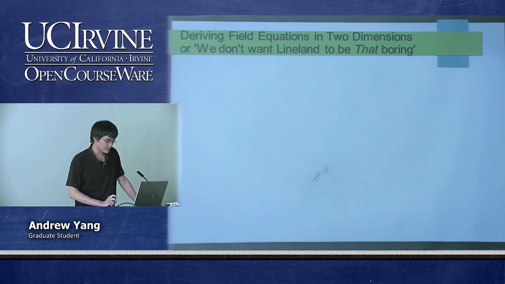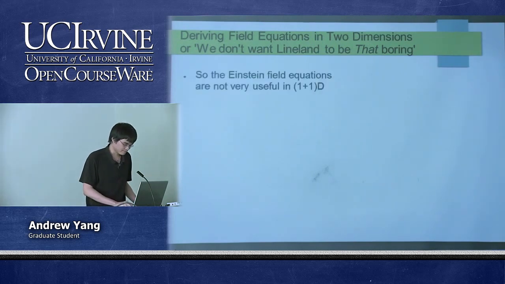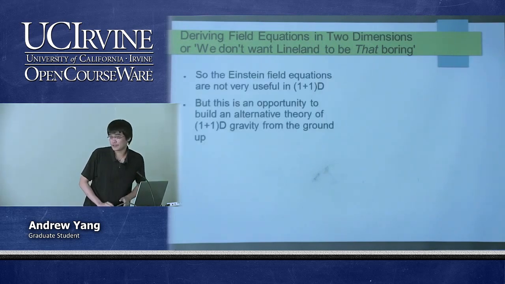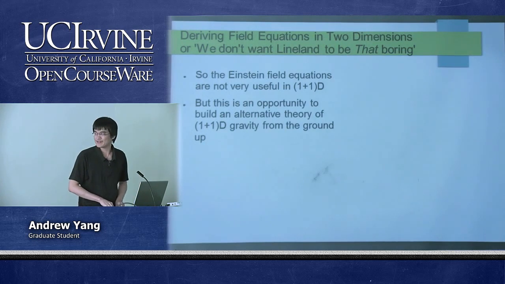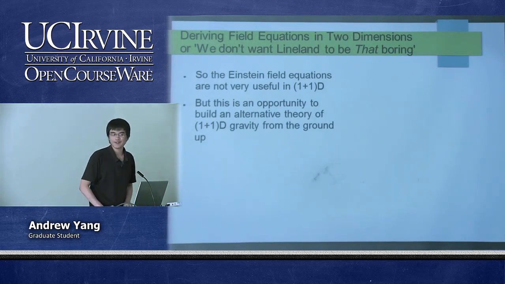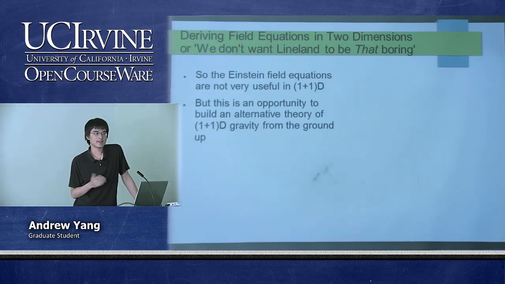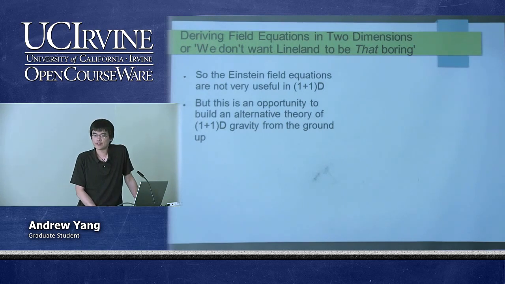But we don't want lineland to be that boring. So instead of using the Einstein equations, what we can try to do is build an alternative theory for gravity. And that's actually part of the appeal, because it means that we can't just take the Einstein equation and cut it down to 2 dimensions and have something interesting.